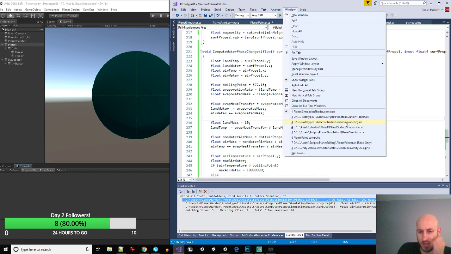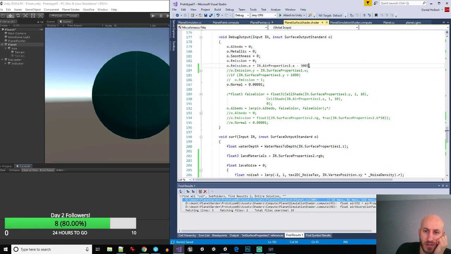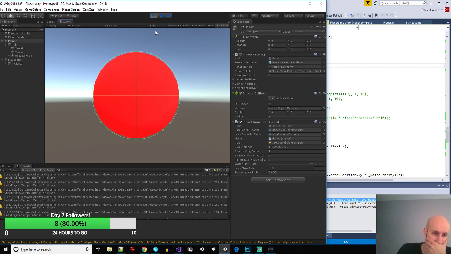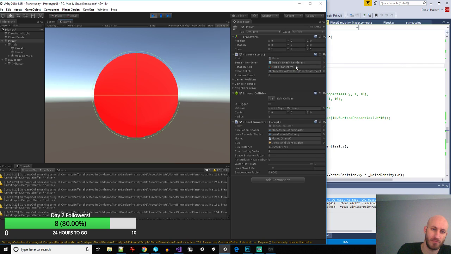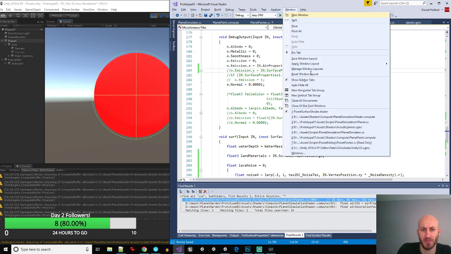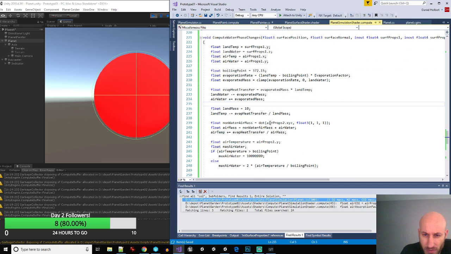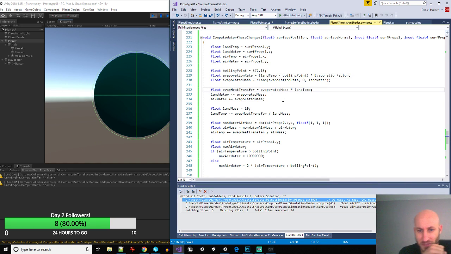Am I still looking at the air temperature here? Surface shader. Debug output. How hot is the air? How is it hotter than 10,000? What did I mess up in my calculations? Oh, because I have all that mass. No. Let's say 0. Somehow I'm doing the physically impossible.